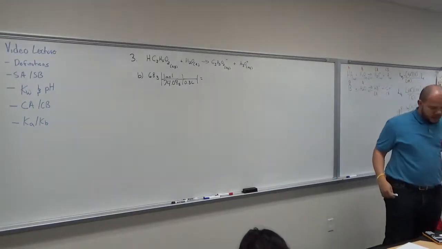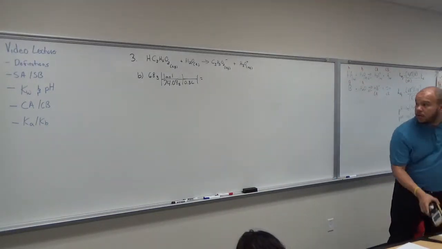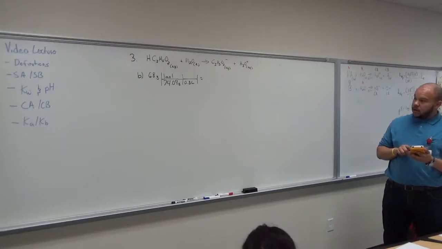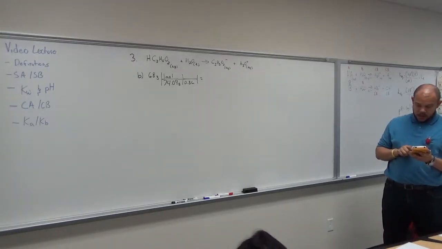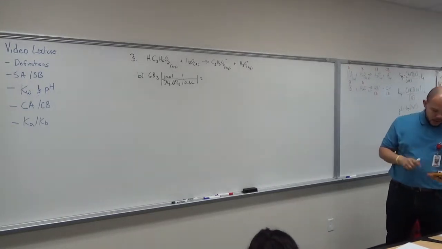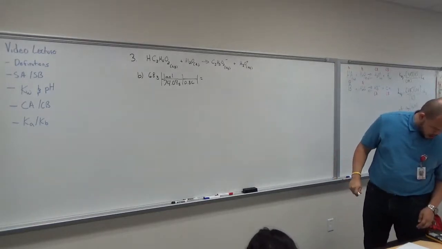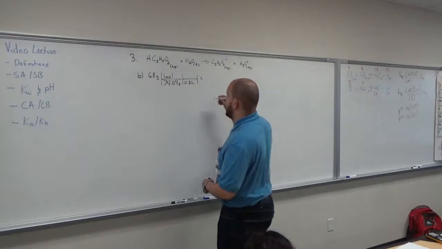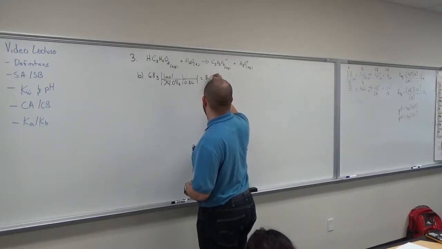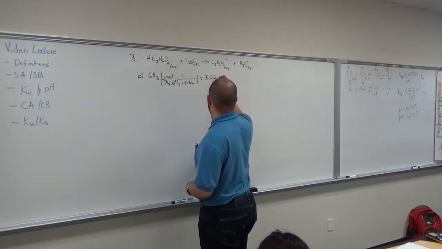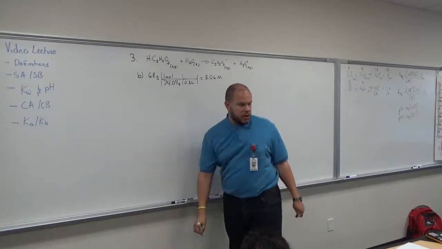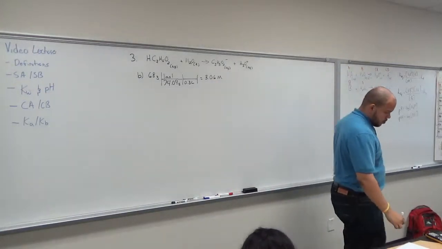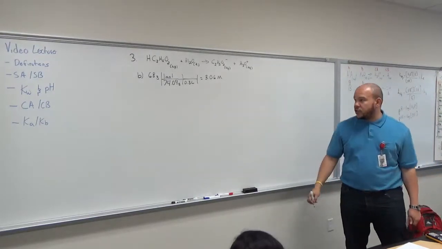Therefore, we are dealing with a molarity, 68 divided by 74.09 divided by 0.3. We got 3.06. 3.06 molar. All right, so that's the question of part B.